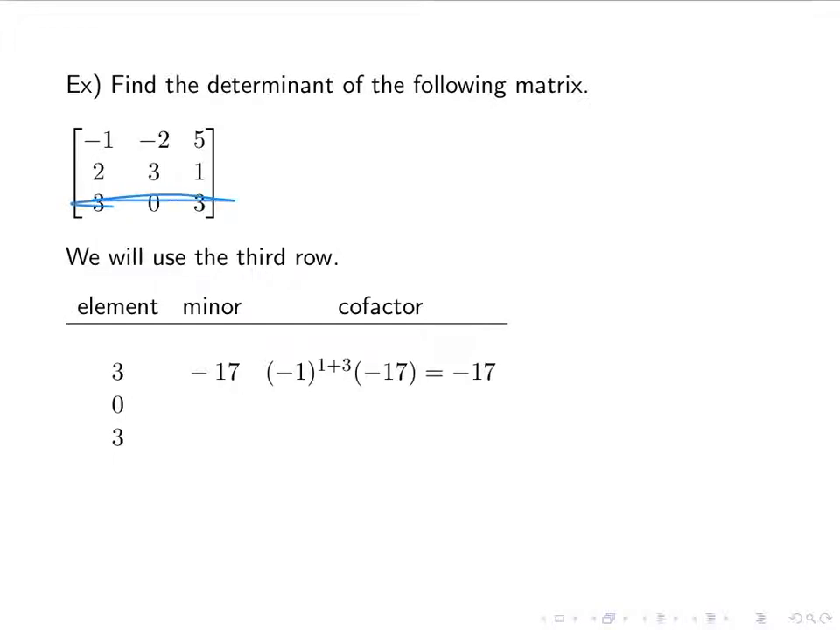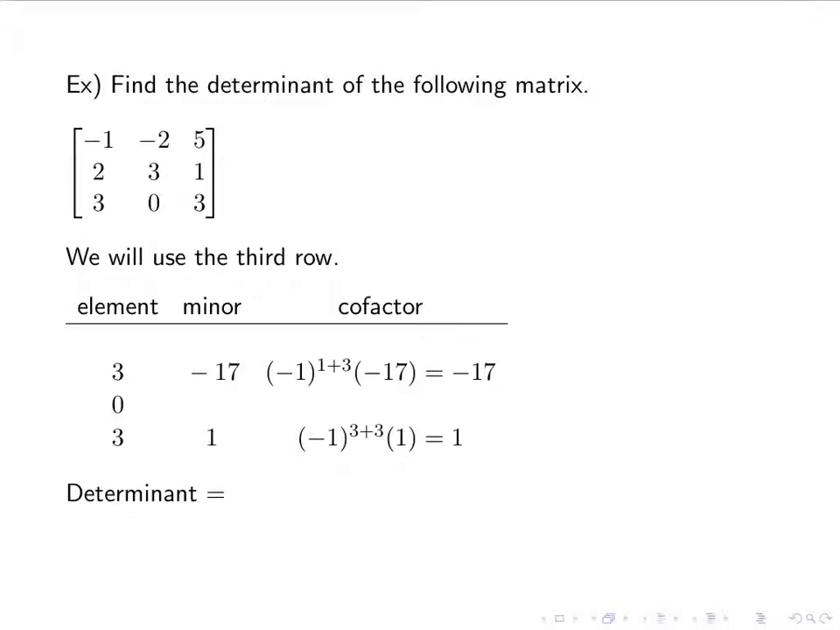So again, I delete the row, I delete the column. I have a new 2 by 2 matrix. And when I look at its determinant, it's going to be negative 3 plus 4. So its minor is 1. That new 3 is in the third row, third column. So I have negative 1 to the 3 plus 3 times the 1 from the minor. And I get 1.